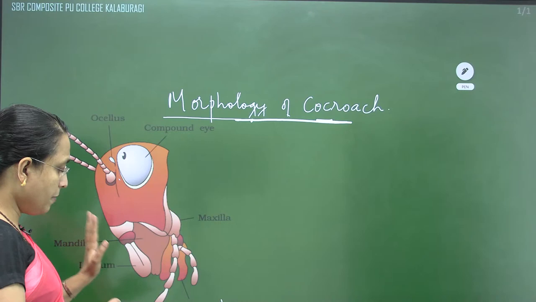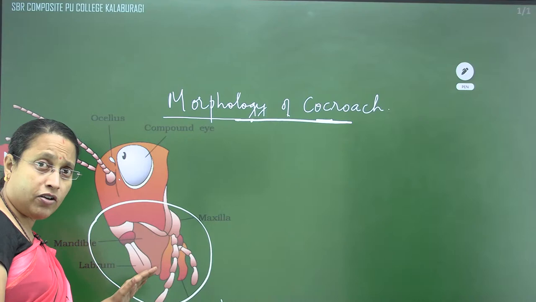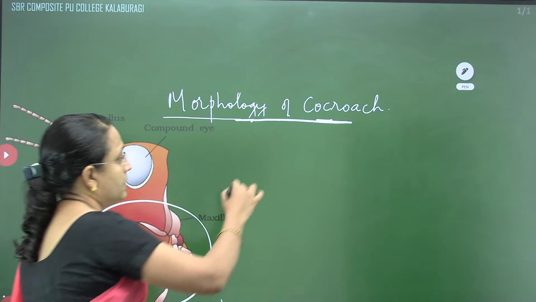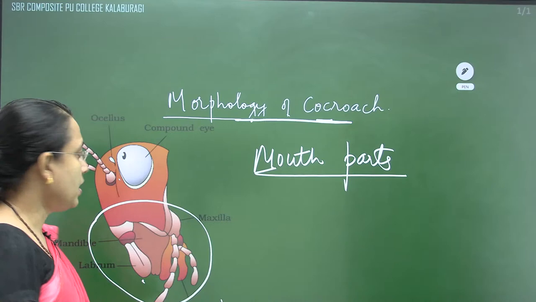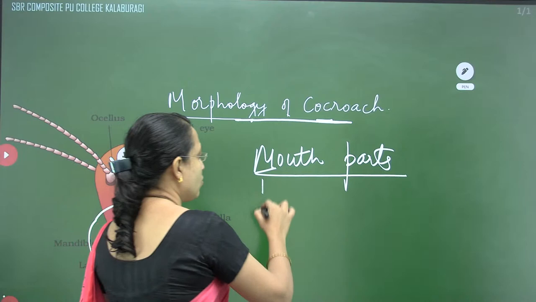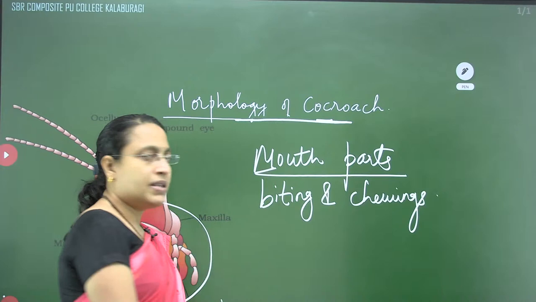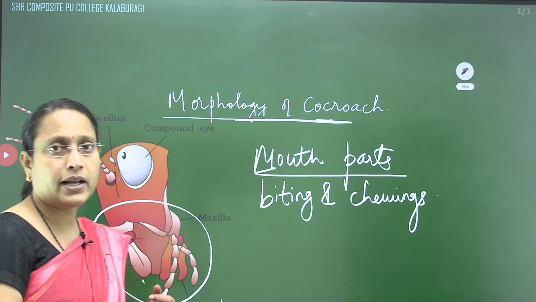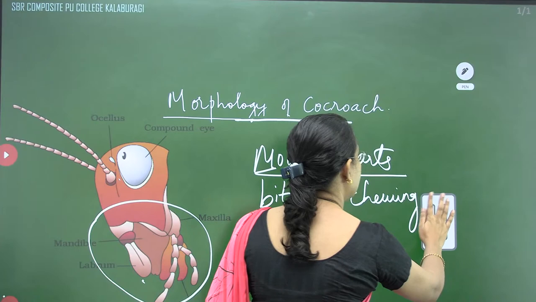Now the next important part will be this part, that is the lower end. The head itself is present anteriorly. To the lower end of the head, the mouth parts are supposed to be present. So what are the different mouth parts present, and what type of mouth parts are there? The mouth parts of the cockroach are called biting and chewing type. It means that its food is crushed, ground or masticated. That type of mouth parts, suitable for biting and chewing, is called biting and chewing type of mouth parts.